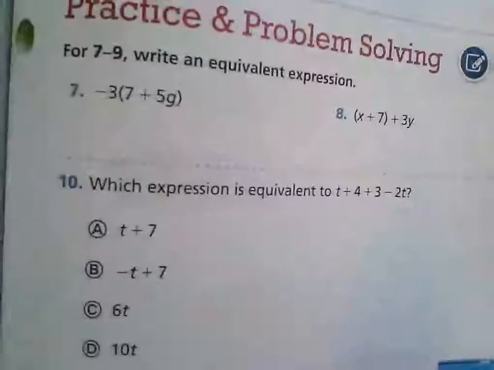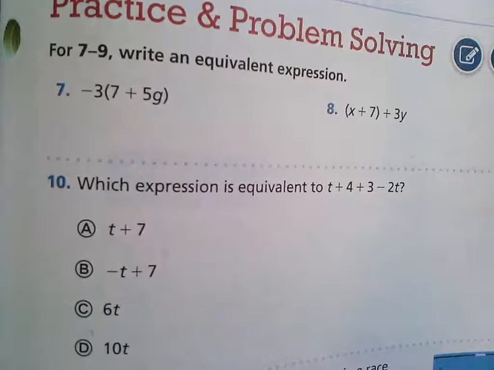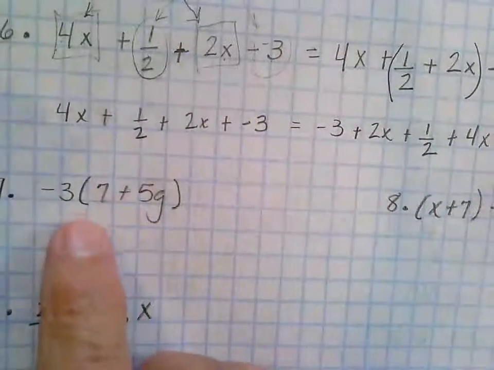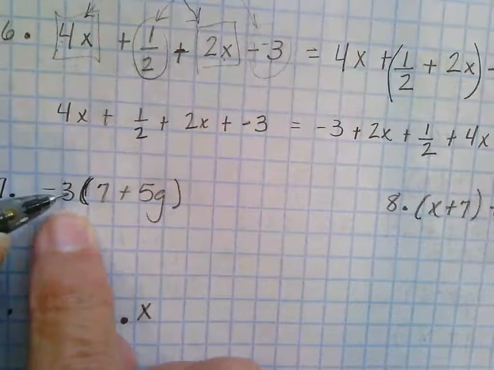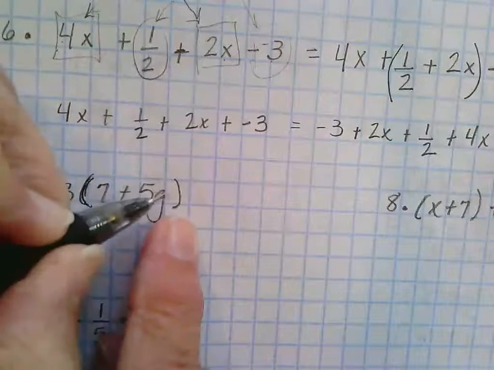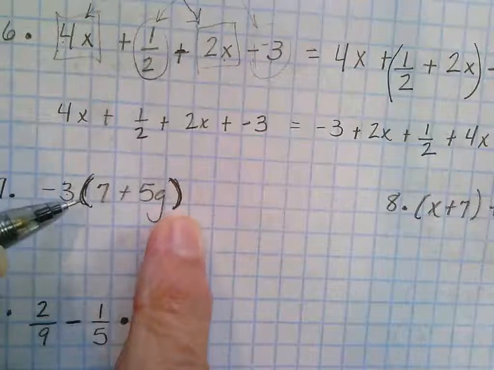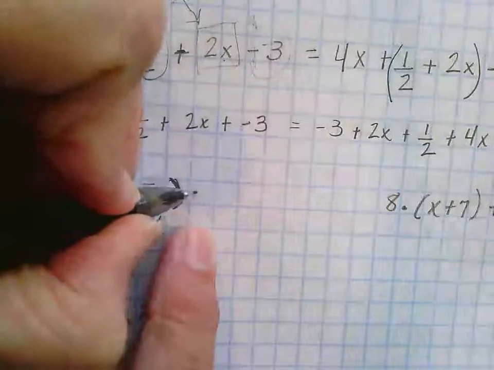Number 7, the instructions for 7 through 9 say write an equivalent expression. So again, any equivalent expression will work. Number 7, because this is multiplication, -3 times the quantity, everything in here, I cannot use associative and I cannot use commutative. So I have to use distributive property right here.